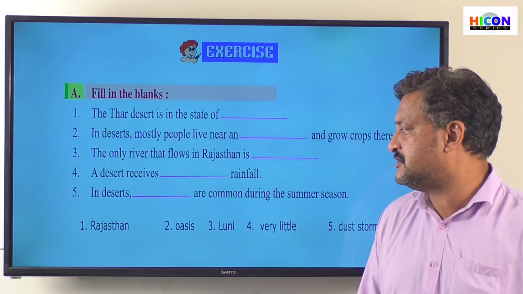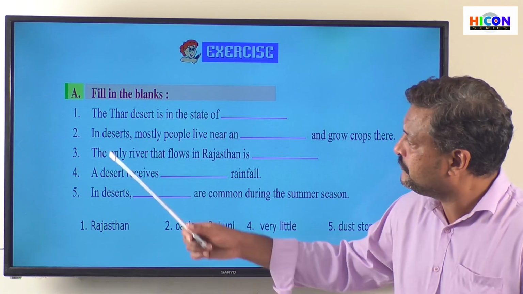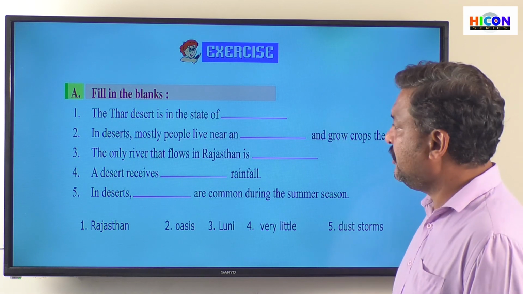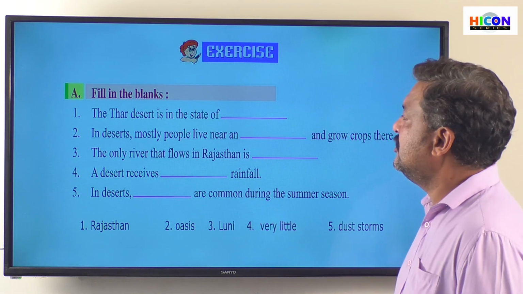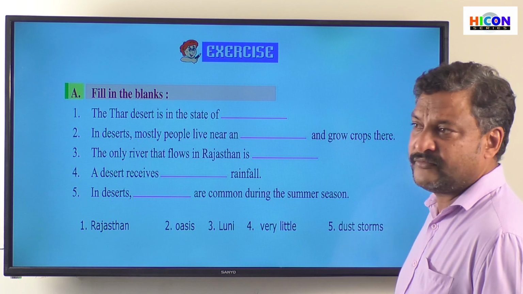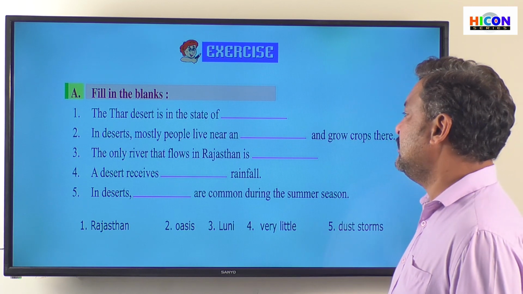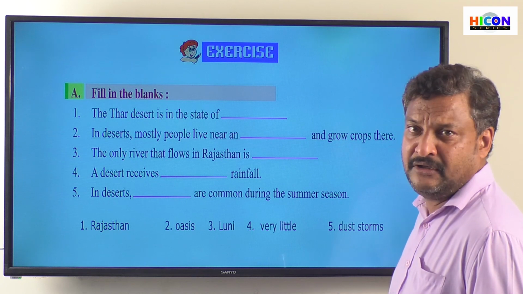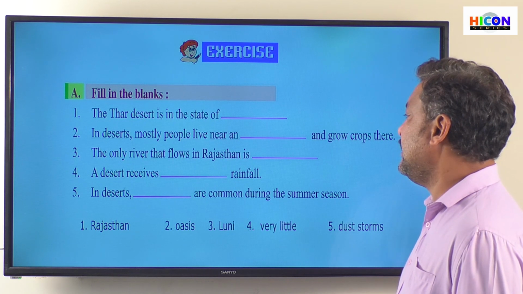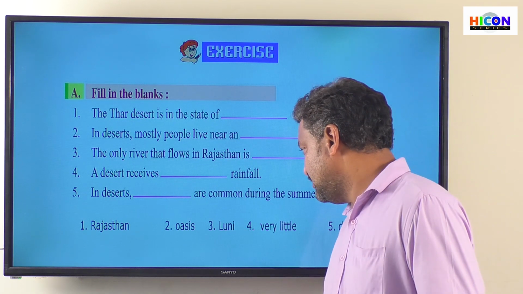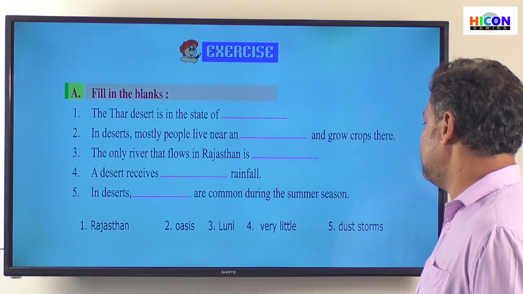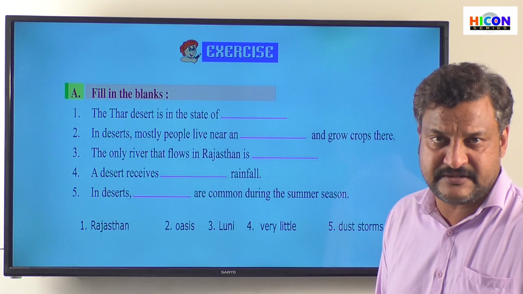Now, shall we check the answers? The Thar Desert is in the state of Rajasthan. In deserts, mostly people live near an oasis to grow crops there. Next, the only river that flows in Rajasthan is Luni. A desert receives very little rainfall. Then in deserts, dust storms are common during the summer season.